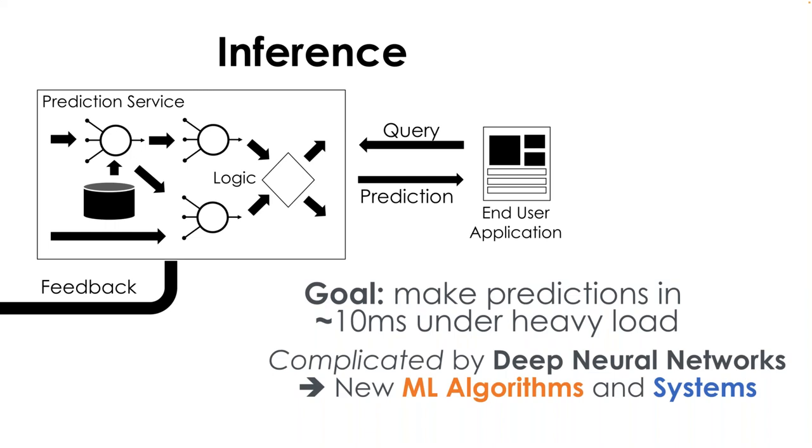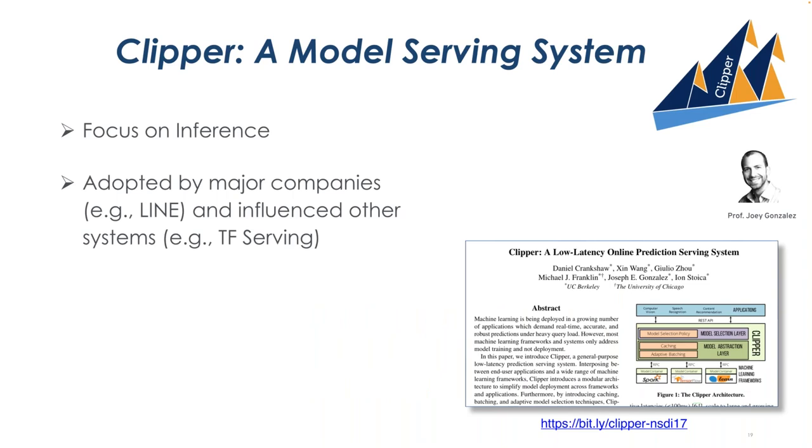So I'm happy to say that I've been working with Joey for now almost a decade, because he built one of the early and most influential systems for model serving. It was called Clipper. It was one of the first pieces of research in the machine learning community that really focused on inference. And it was quite influential. It was adopted by a bunch of companies, and it also influenced some of the systems that people are using today, like TensorFlow Serving was very much influenced by Clipper. And there was a lot of conversations between our team at Berkeley that Joey led and the TensorFlow folks.